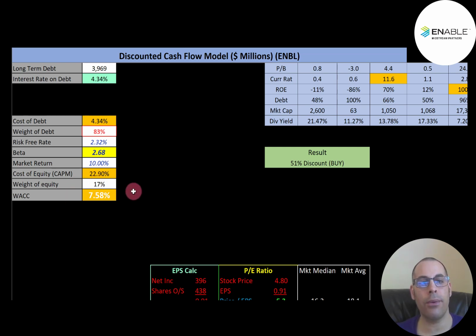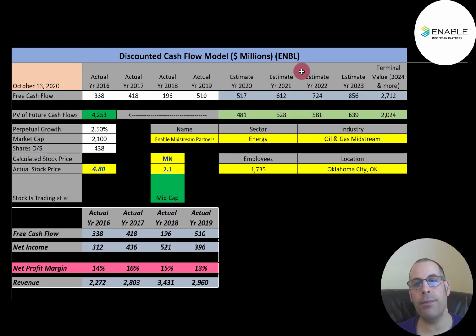And the WACC is a discount rate we're going to apply to the future cash flows for this model. We estimated 4 years of future free cash flows. We also estimated terminal value, which is all cash flows past year 4, that's $2.7 billion. We discounted those numbers back to today using the weighted average cost of capital. We get a value of the company of $4.3 billion. We divide that by 438 million shares. And we get a calculated stock price of $9.72. They're trading at $4.80, so they're trading at a 51% discount. It's a really strong buy according to the model.